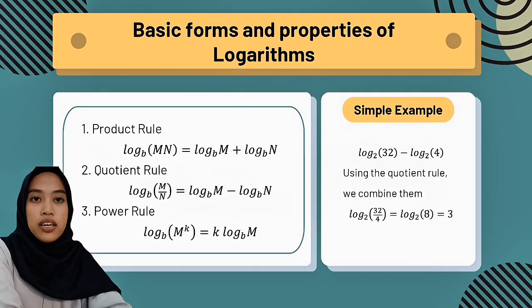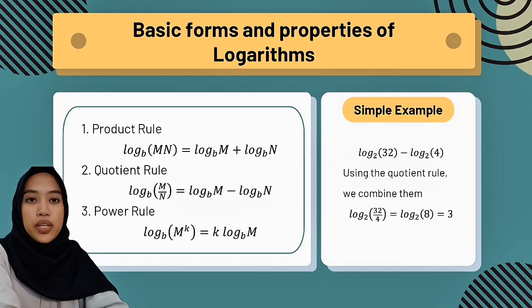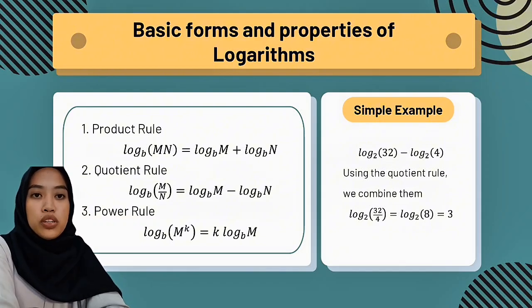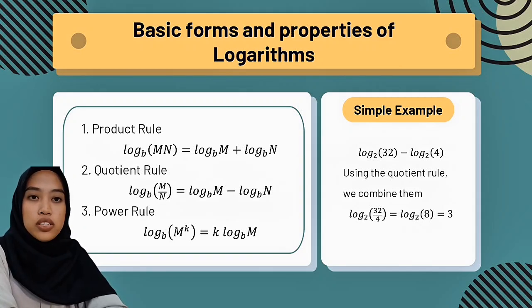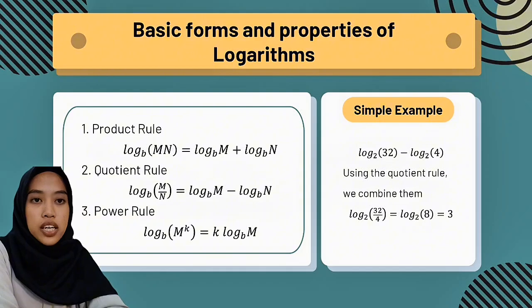Property 3 is the power rule. Log base b of m to the power of k equals k times log base b of m. The power rule tells us that when a number inside the logarithm has an exponent, we can pull that exponent out to the front. This is extremely useful, especially in solving logarithmic equations or simplifying expressions in calculus later on.